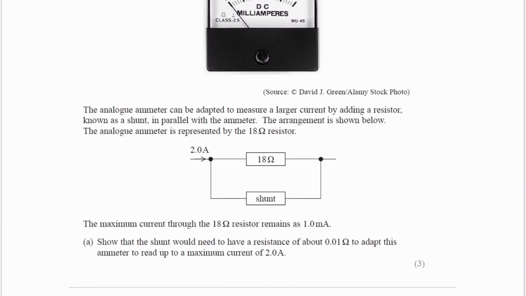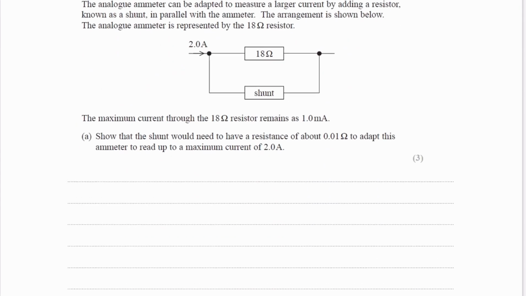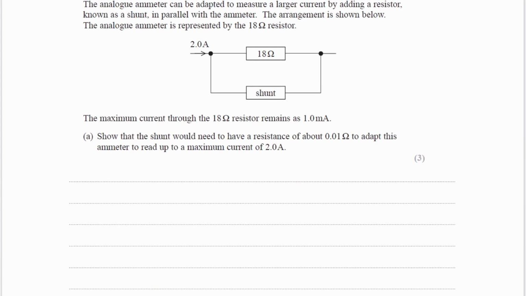We're told that if we add a resistor, the shunt, in parallel, then we can measure a larger current. So this is the resistor that we add in parallel. And it also says in the question that the ammeter is represented by the 18 ohm resistor. In the bit below, the maximum current through the 18 ohm resistor remains as 1 milliamp. So we have a current of 0.001 amps going through that resistor. And we're trying to show that the resistance of the shunt needs to be about 0.01 ohms to allow this ammeter to measure a maximum current of 2 amps.